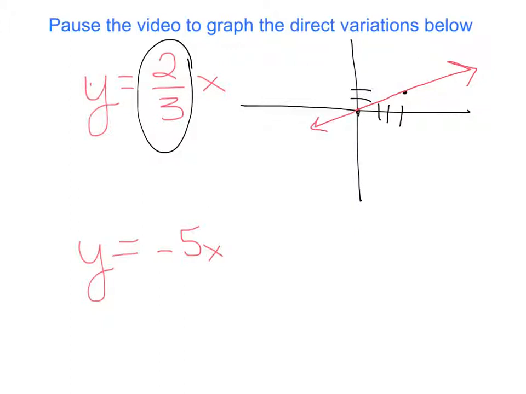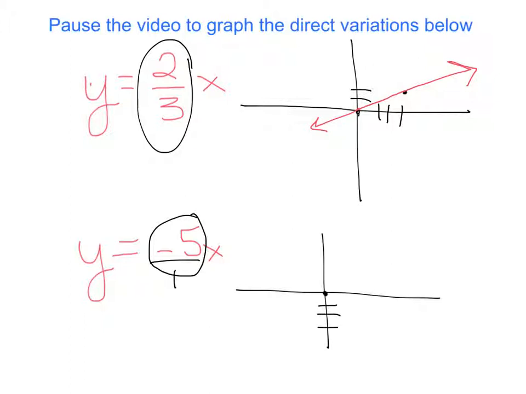For number 2, you have y equals -5x. -5 is your constant variation. We put it over 1 and it becomes our slope. So we graph 0, 0. Then we rise -5. So that means that we go 1, 2, 3, 4, 5 in the negative direction. And then we run 1. So our new point is down here. So then we use those 2 points to connect to graph our line.